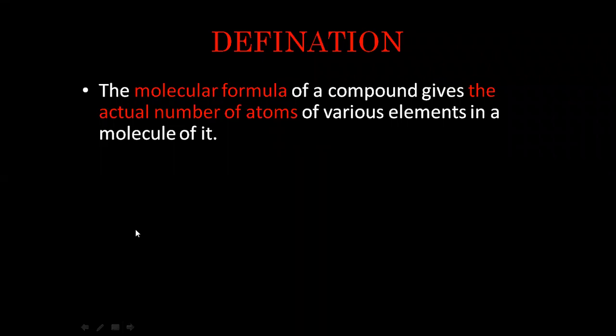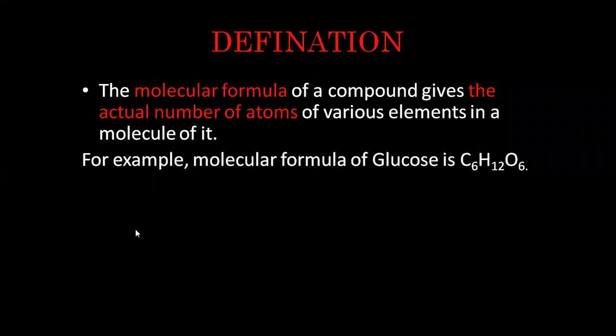For example, the molecular formula of glucose is C6H12O6. So when we say the molecular formula of glucose is C6H12O6, what we understand from the given formula is that one molecule of glucose contains 6 carbon, 12 hydrogen, and 6 oxygen atoms. So the actual number of atoms which we get in one molecule of a particular substance, that formula is nothing but the molecular formula.